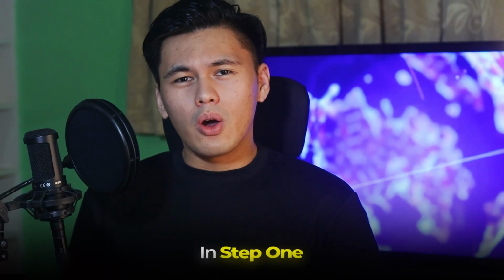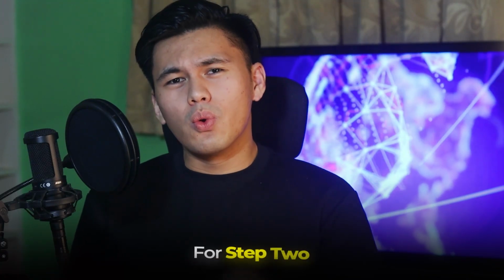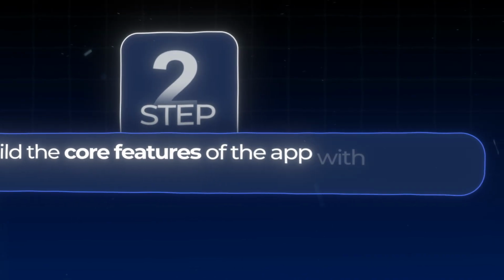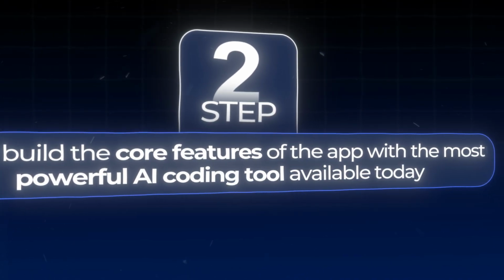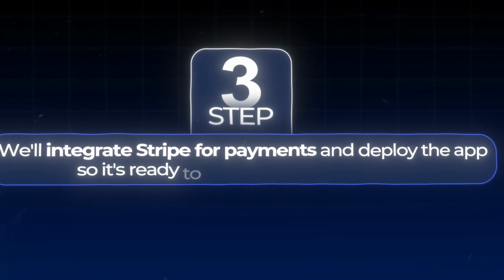In step 1, we'll set up the project blueprint using a free AI tool. For step 2, we'll build the core features of the app with the most powerful AI coding tool available today. And in step 3, we'll integrate Stripe for payments and deploy the app so it's ready to generate income.